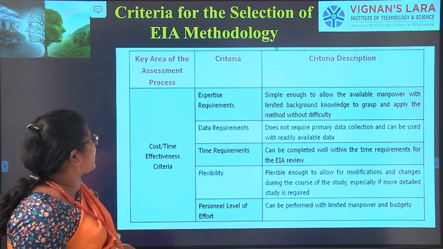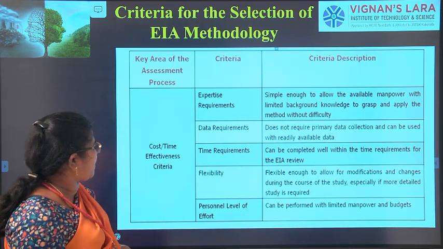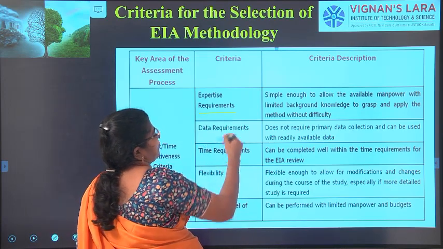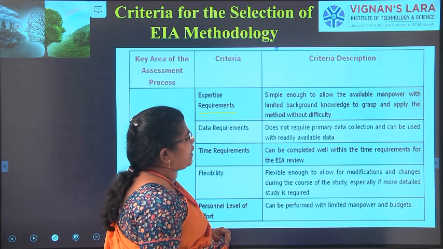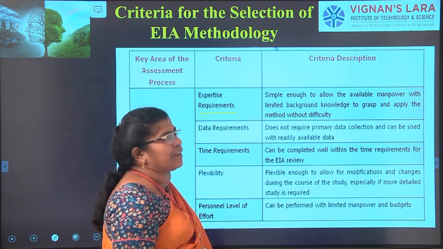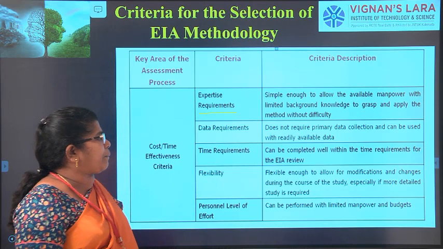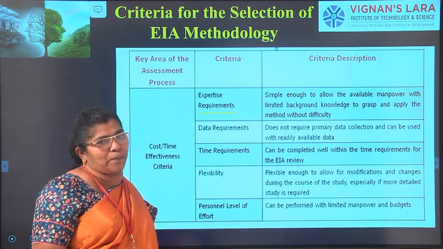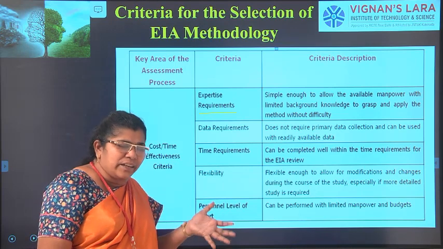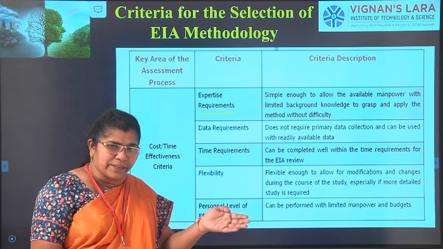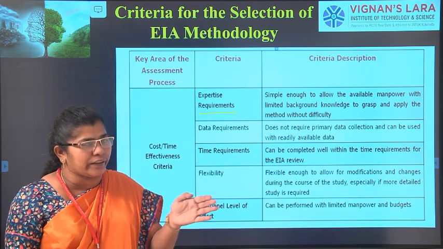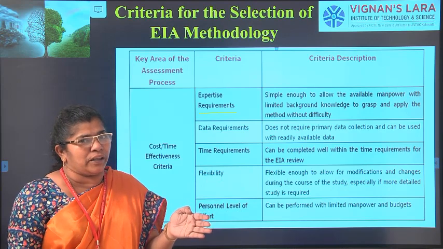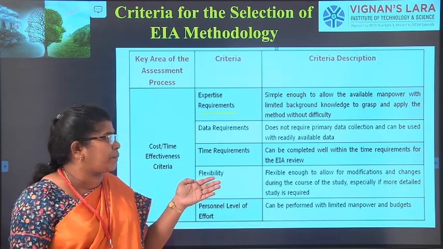In the first, the general criteria are cost, time and effectiveness. The expertise requirement is the main criterion. The method should be simple enough to allow the available manpower with limited knowledge to grasp and apply it without difficulty. The method should not be made too complex. You take the method, apply it in simple steps, and get the result. A simple methodology should be adopted, because everything cannot be done with complex things.